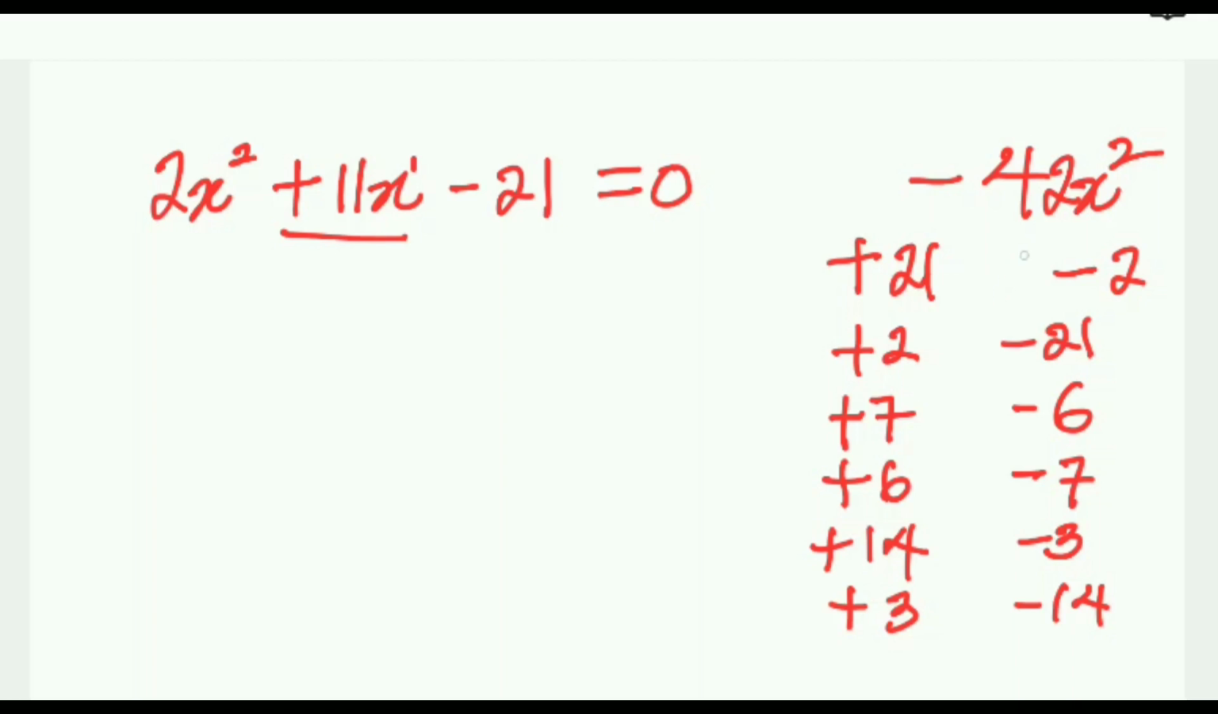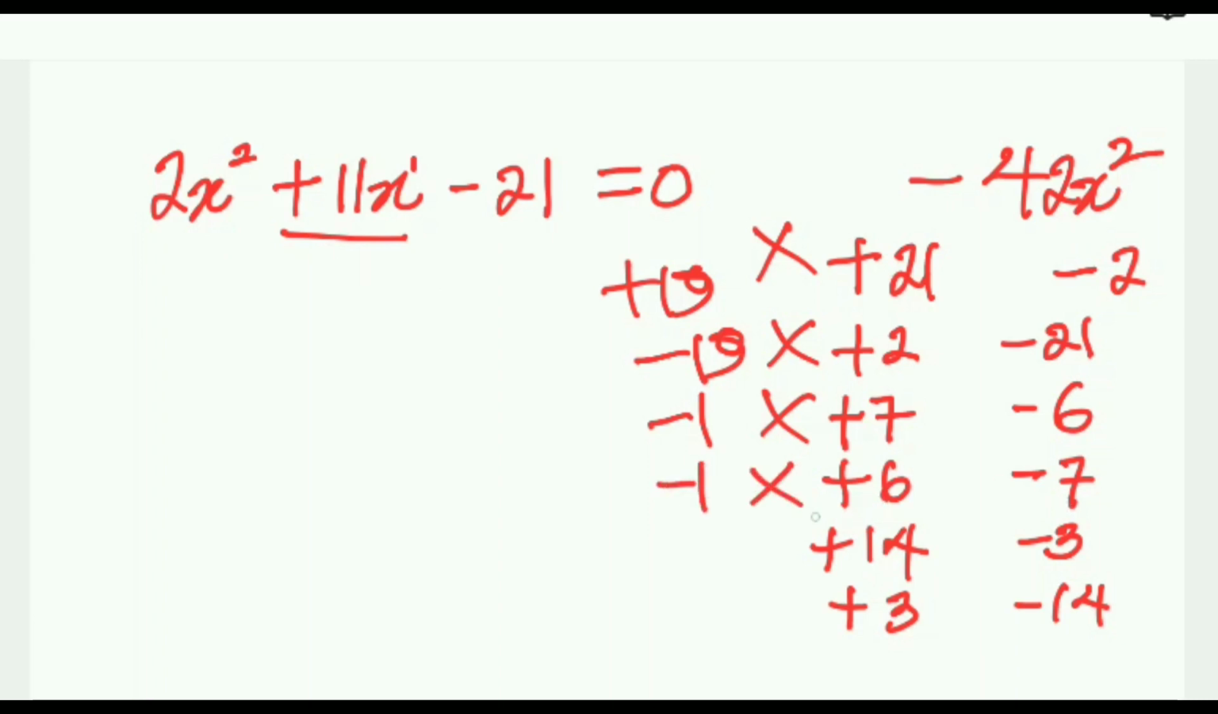Again, a product of minus 42x squared and a sum of plus 11. So look at this. Plus 21 minus 2, that is plus 19. That is not the same as plus 11. So take this out. Plus 2 minus 21, that is minus 19. We take this out. Plus 7 minus 6, that is plus 1. We take this out. We need two numbers that will give us a sum of plus 11. Plus 6 minus 7, that is minus 1. We take this out. Plus 14 minus 3, that gives us plus 11.